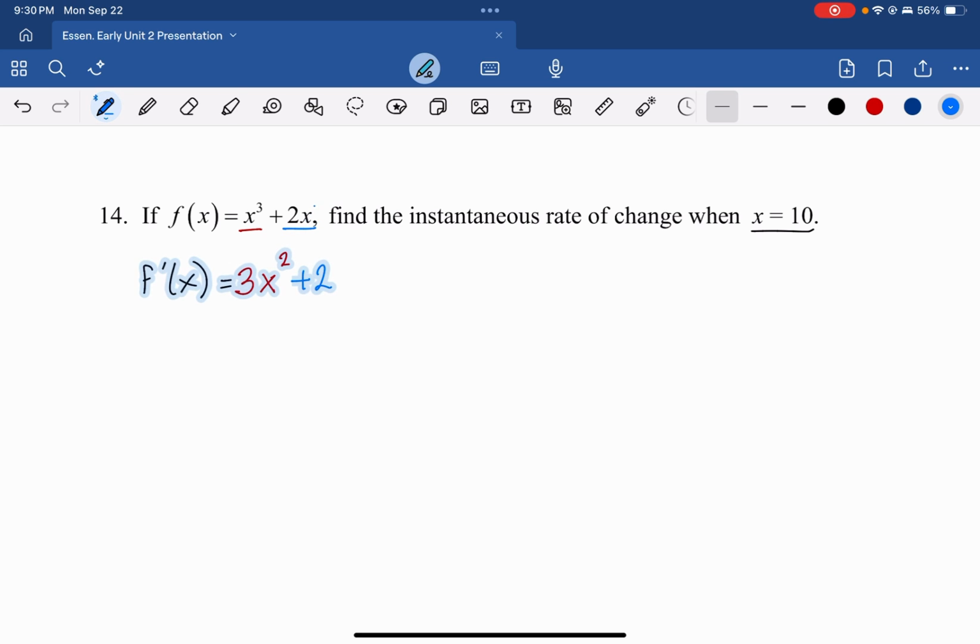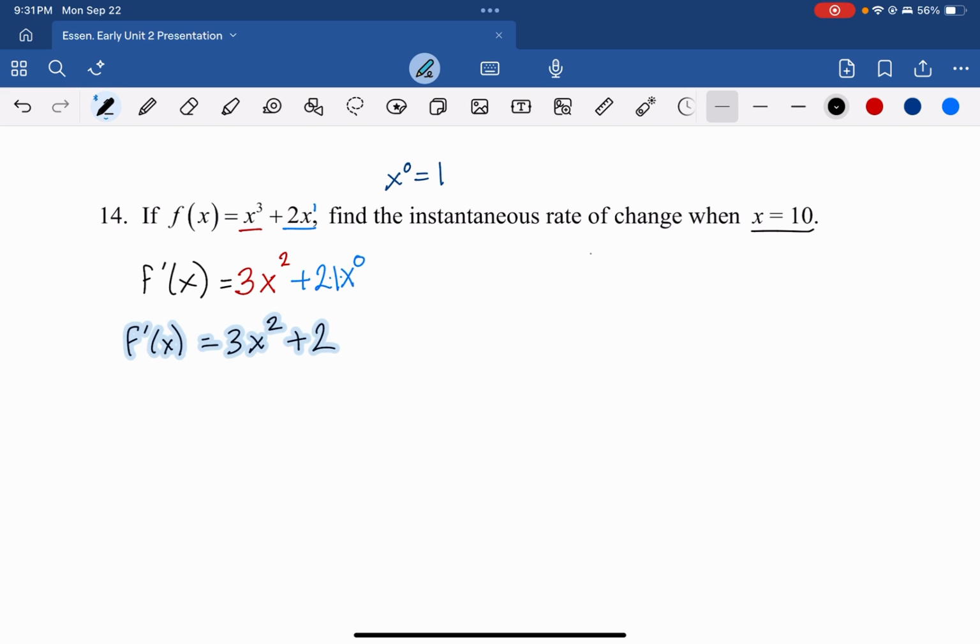Okay, and then this x, remember, has a 1. So I could do 2 times 1. And then, let's write that out so you can see it. And then x to the 0. But remember, anything to the 0 power is 1. So what we really have here is that f prime of x is equal to 3x squared plus 2. So that's our derivative, right?